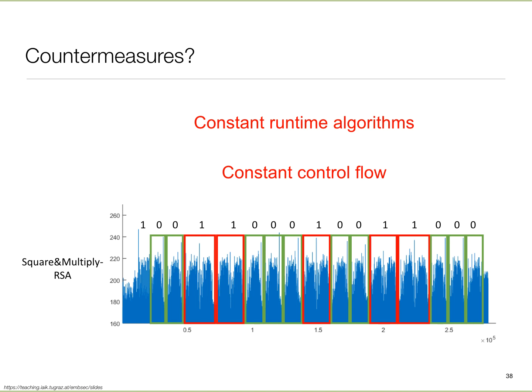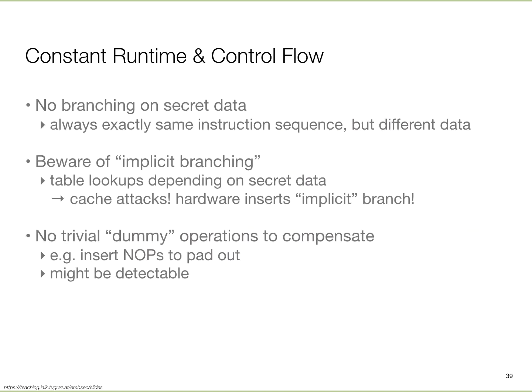I guess I've discussed most of it. So constant runtime algorithms and constant control flow: no branching on secret data. You should make sure that whenever you are taking a branch, the branch is not directly or indirectly a function of whatever you're trying to keep secret. One has to be super careful.